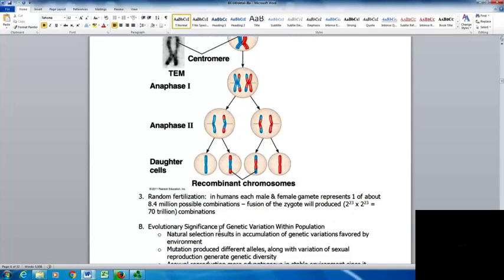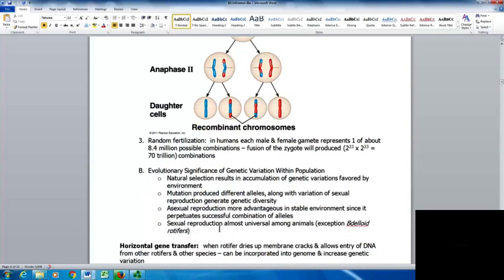In addition, we have random fertilization. So in humans, it's going to take a male and a female gamete in order to produce your zygote. So each of those represents 1 in 8.4 million possible combinations. So when you fuse the zygote, you're going to have 2 to the 23rd times 2 to the 23rd, which would be 70 trillion possible combinations. So even in the event that you were able to produce 2 gametes with the same exact set of chromosomes, the odds of the second person doing that as well, to have 2 zygotes that are exactly the same, are extremely unlikely.